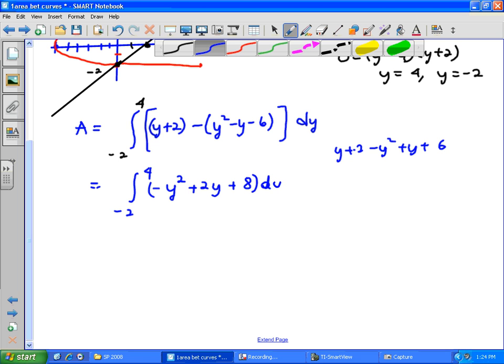Before we go any further, let me see if there are any questions about what we have so far. Any questions at all? We graphed it, picked our representative rectangle, found our limits of integration, and now we need to integrate it, right? So let me give you a few moments to do this.